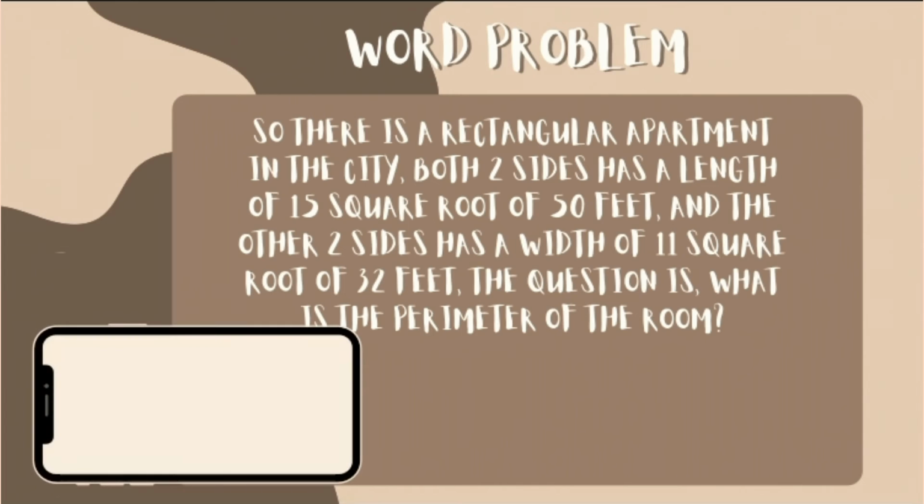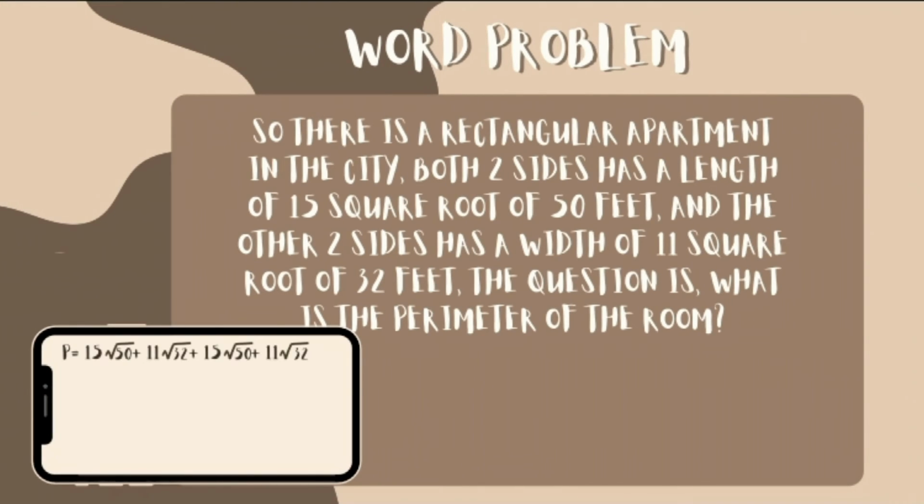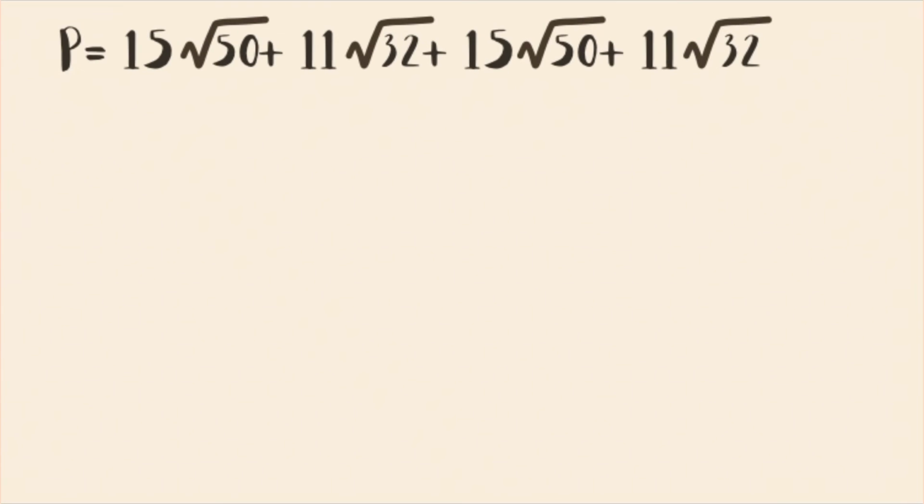First things first, let's write the given, which is 15 square root of 50 plus 11 square root of 32 plus 15 square root of 50 plus 11 square root of 32. And then, add the like radicals. 15 plus 15 is equal to 30, and just copy the radicand and index. And then, 11 plus 11 is equal to 22, then just copy the radicand and index.